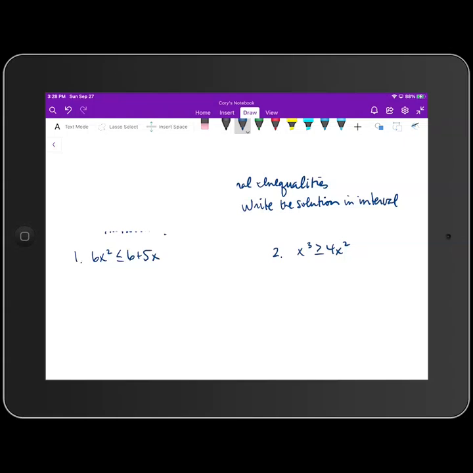Okay, so this will be the last lesson that we go over in chapter 2. This lesson's actually, the section's not in our textbook, but it is something that is really important, not only for this class, but whenever we get into the calculus content as well. So we're going to take a look at solving polynomial and rational inequalities.